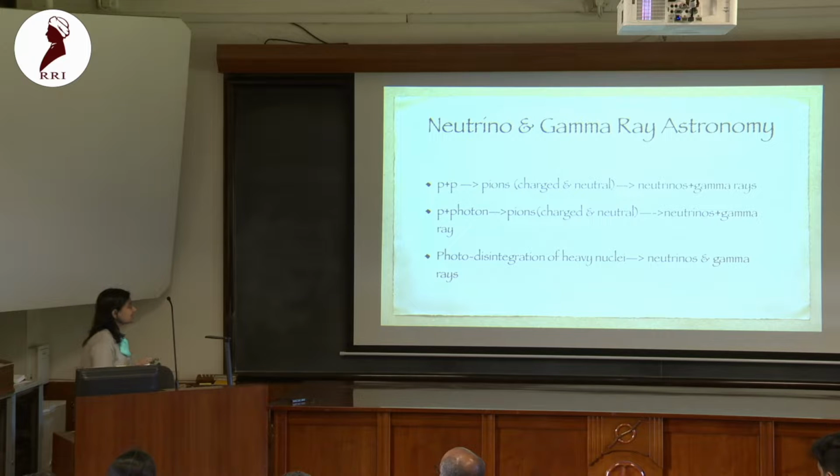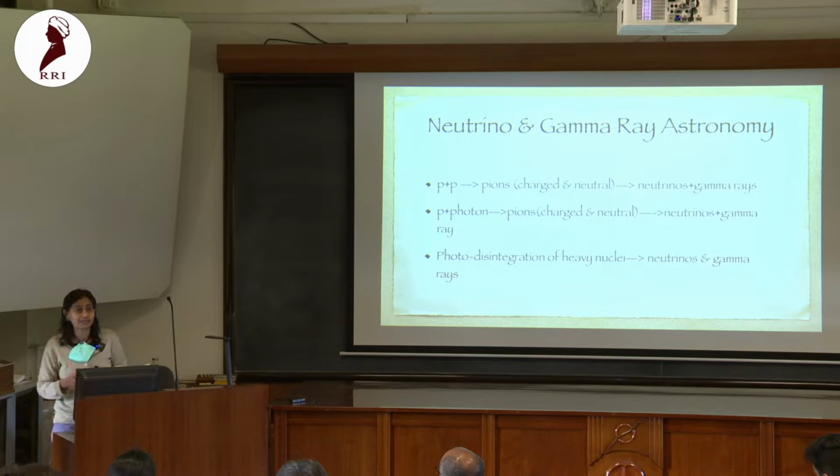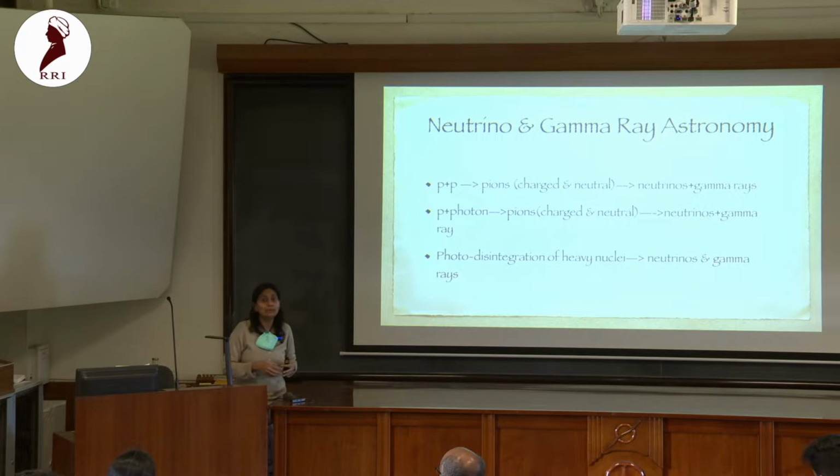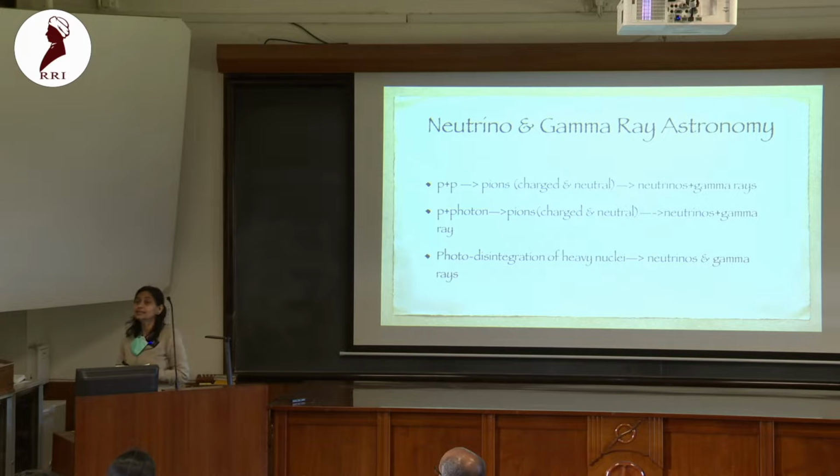And gamma rays, when they are very energetic, are absorbed by the radiation background. TeV gamma rays are absorbed by the infrared background. PeV gamma rays, PeV means 10 power 15 electron volt, are absorbed by the CMB. So it is hard to get them on Earth unless the source is very nearby.